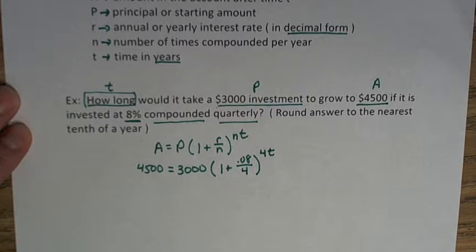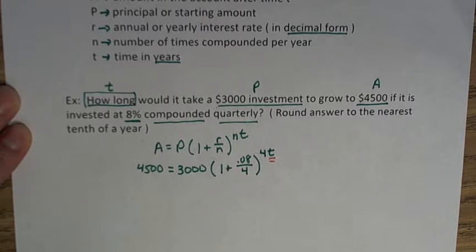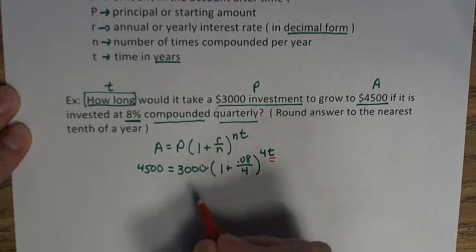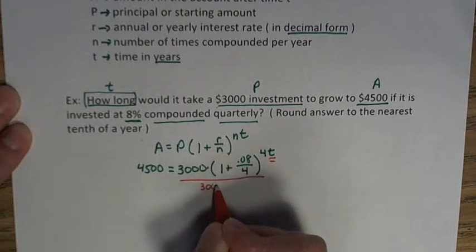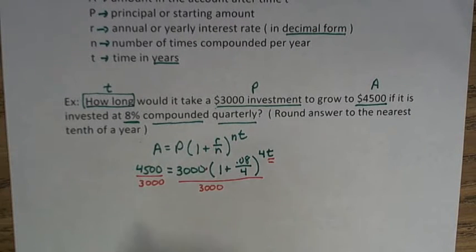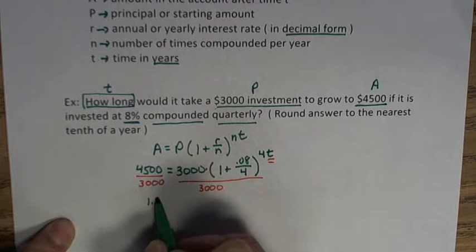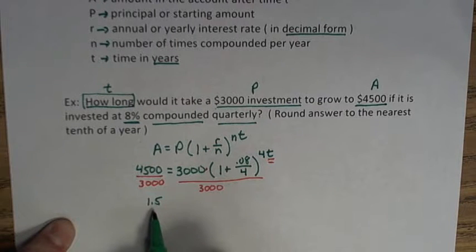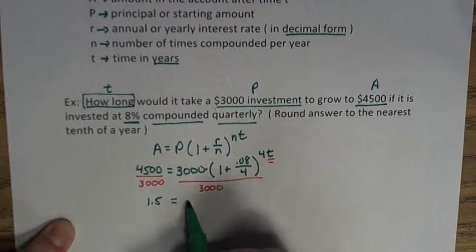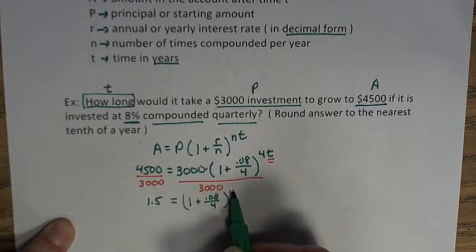But before I do that, I want to make sure that I isolate what's being raised to that variable exponent here. So I'm going to start by recognizing I have a number times all of this raised to that exponent, and I want to divide this by 3,000. And when I divide it by 3,000, this is actually going to divide in evenly as 1.5. And so I'm going to go ahead and always make sure that I have a nice exact number there. So 1.5 is now equal to 1 plus 0.08 divided by 4 raised to 4t.